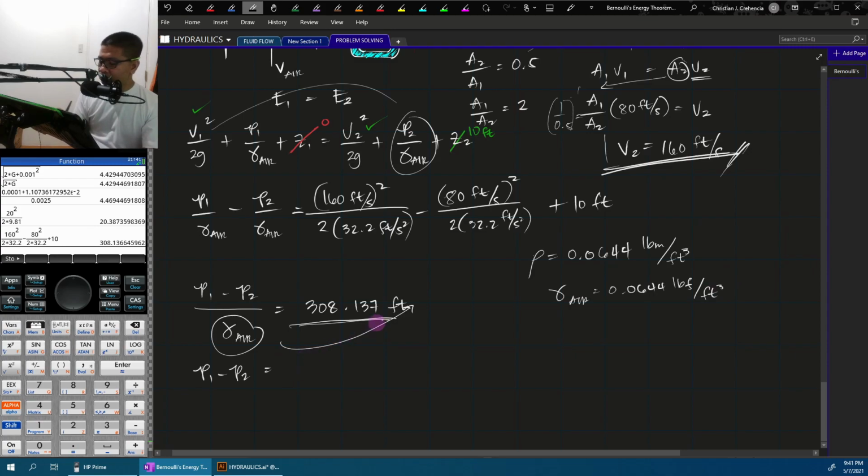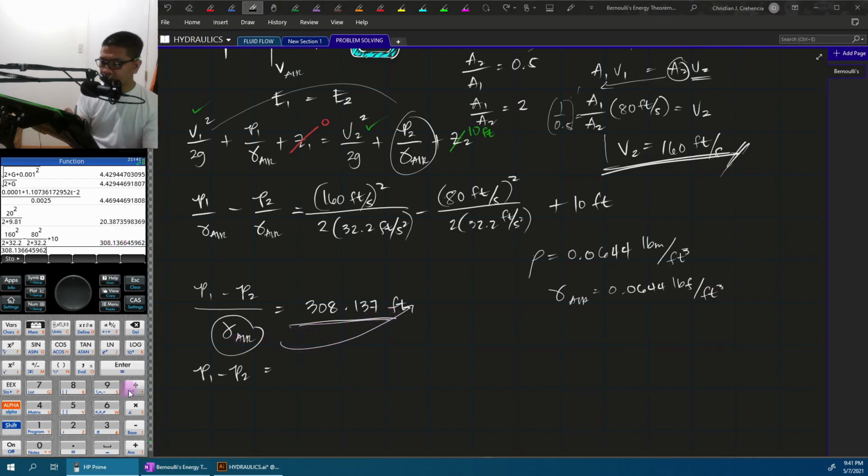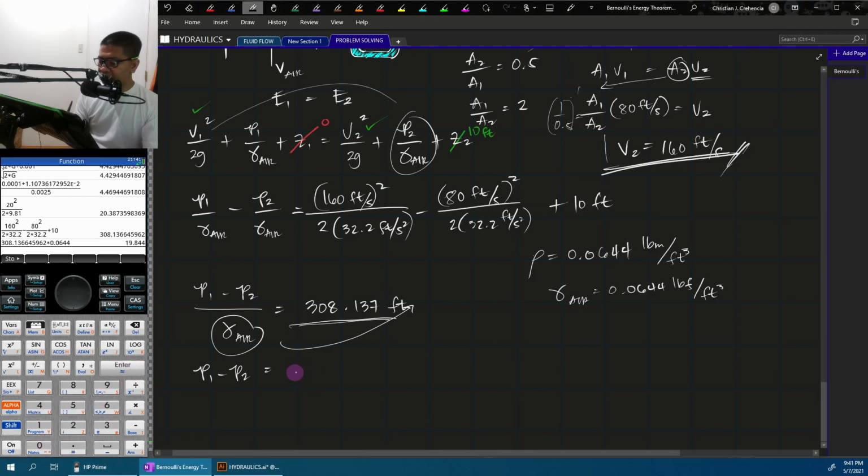Okay? So, we multiply this times 0.0644. There. So, the difference of pressure between point 1 and point 2 is 19.844. This is pound force per square foot.